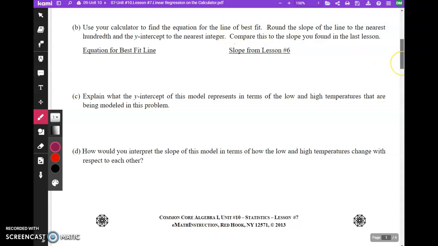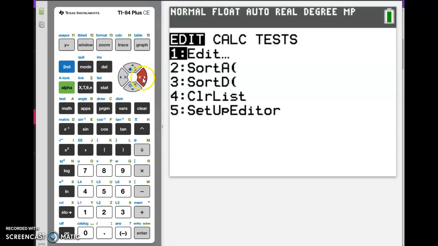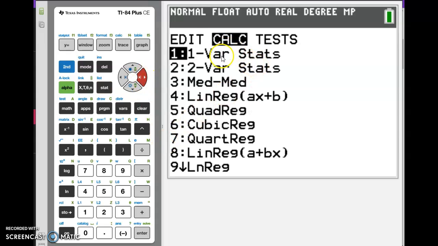All right, now to do that, it's on the stat calc thing again. So it's going to be stat calc again, stat calc. But instead of using 1-var stats like we did previously, we're going to use linear regression, which is number 4. So stat calc number 4, linear regression, because notice it's ax plus b, which is the equation of a line. That's what we want.